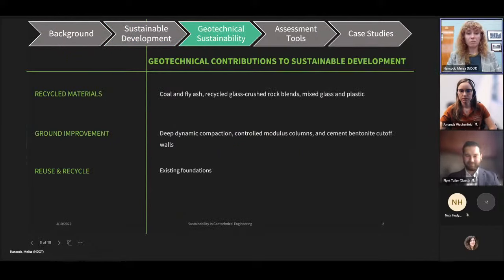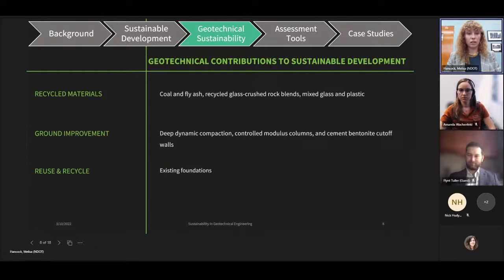So here are some examples of how geotechnical engineers can contribute to sustainable development. Recycled materials: coal and fly ash, recycled glass, crushed rock blends for pavement subbase applications, mixed glass and plastic in segmental retaining walls, just reusing materials that are already there and recycling them into new projects.